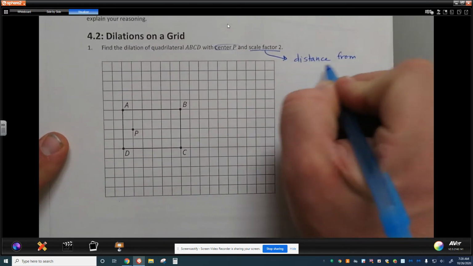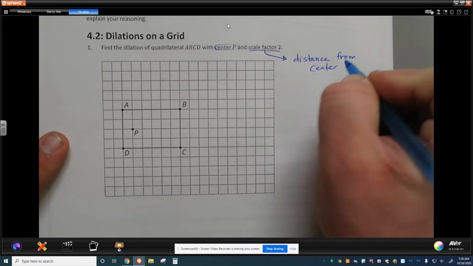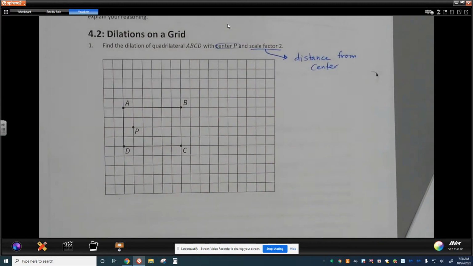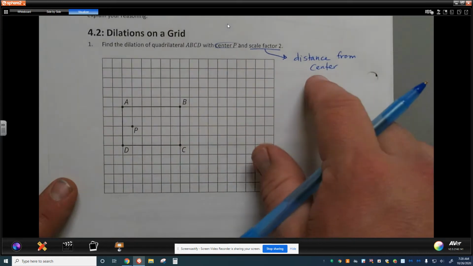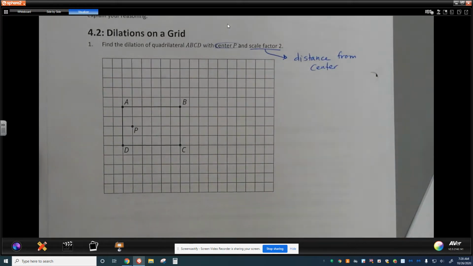from center. So when we talk about the distance from the center, there are consequences that happen with that, but as far as the growth, it all goes back to the distance from the center.